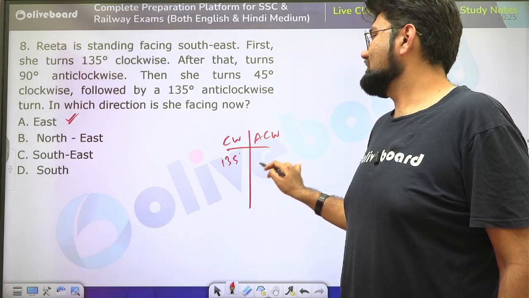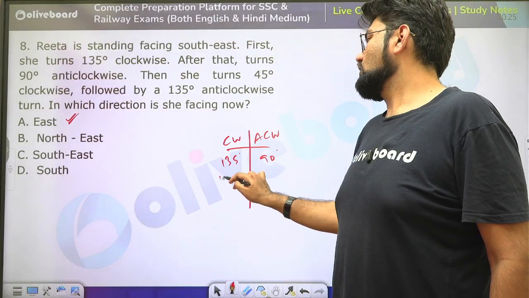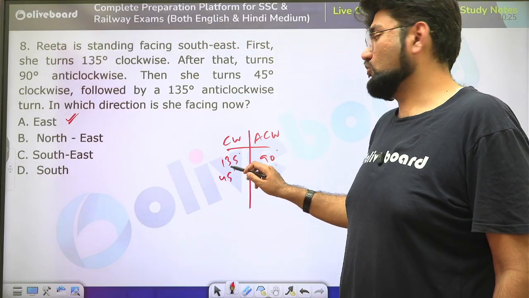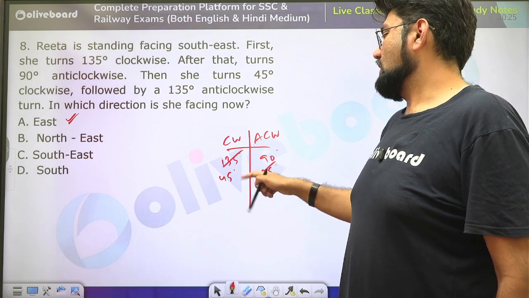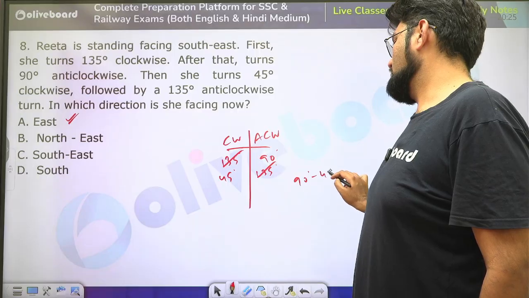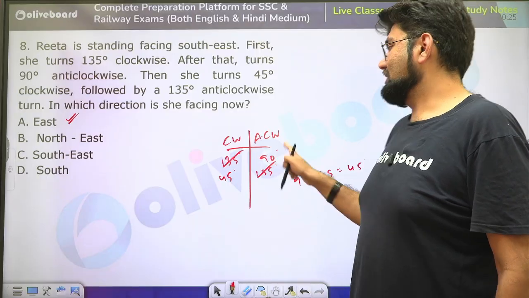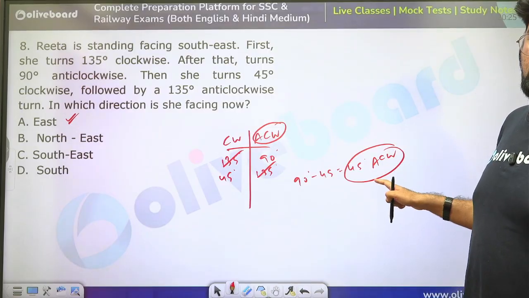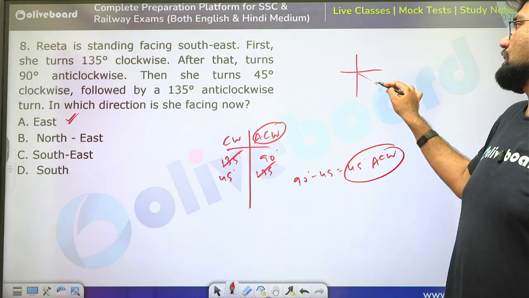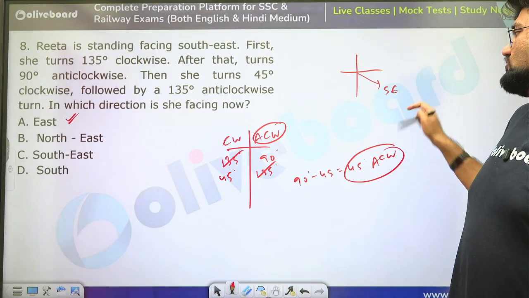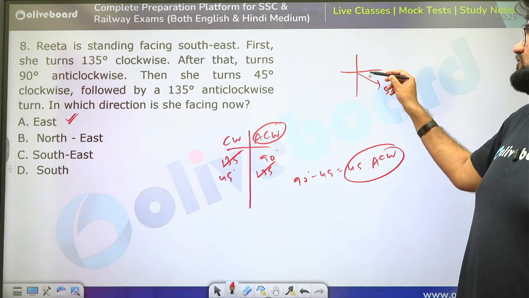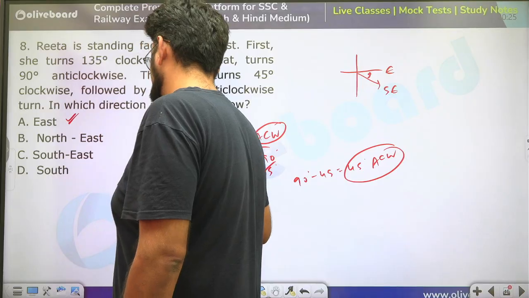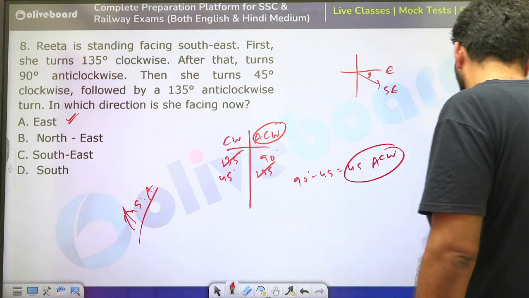135 clockwise, 90 anti-clockwise, 45 clockwise, 135 anti-clockwise. Whenever you see the exact same numbers on both the ends, just cancel them. Now larger minus smaller, so 90 minus 45 is 45, and the direction of the larger one, so anti-clockwise. This is the net movement. She started from southeast, and now she's moved 45 degrees anti-clockwise. So where is she now? In the east. Done. Option A. Okay. Next.